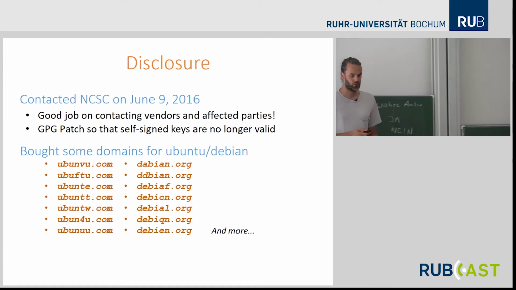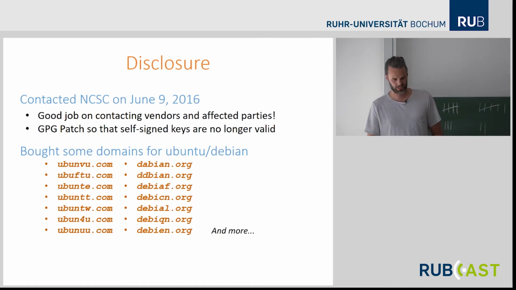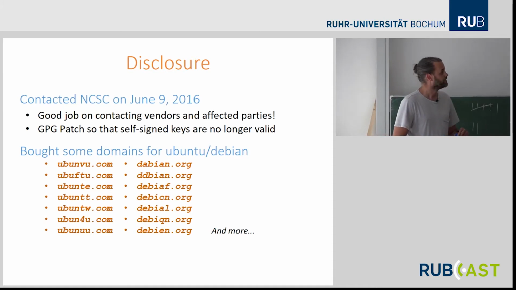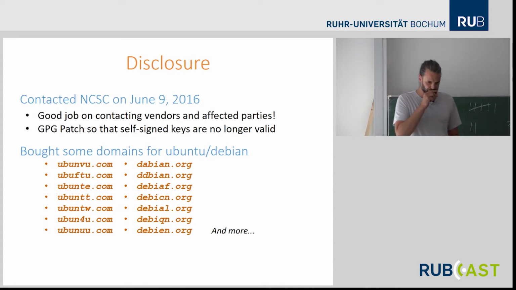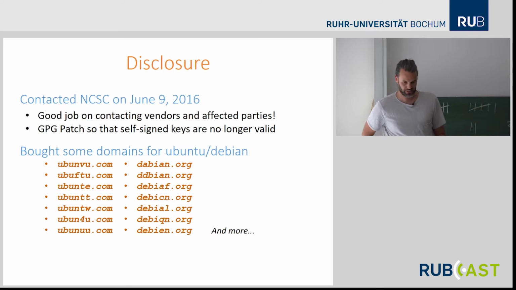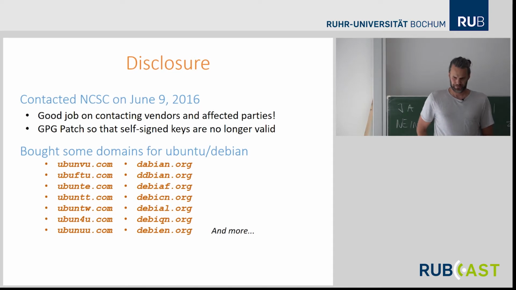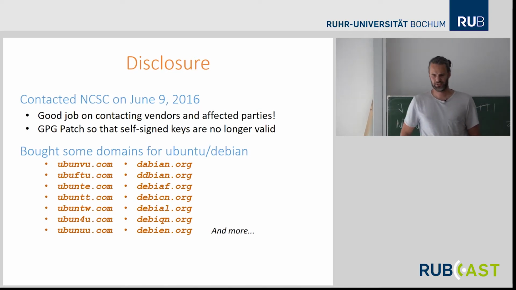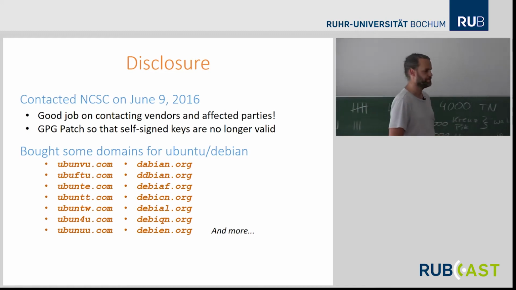Okay, so after the paper got out, these guys contacted NCSC, which is the Dutch Cybersecurity Center. They did a very good job of contacting all the parties that were affected. There was a GPG patch fixing it so that self-signed keys are no longer valid, so this attack no longer works. And also we bought some of these domains for Ubuntu and Debian that are one bit flip away.